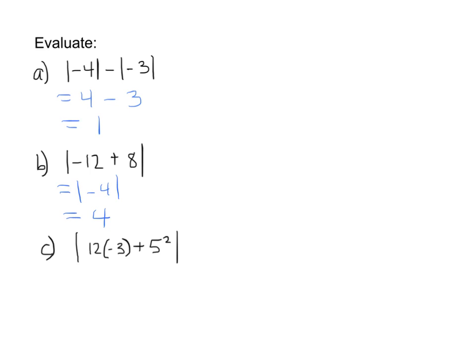So the same thing in the last one. Do what's inside first. So we'll do 12 times negative 3, which is negative 36, plus 5 squared, which is 25. So we have the absolute value of negative 36 plus 25. Negative 36 plus 25 is negative 11. The absolute value of negative 11 is 11.